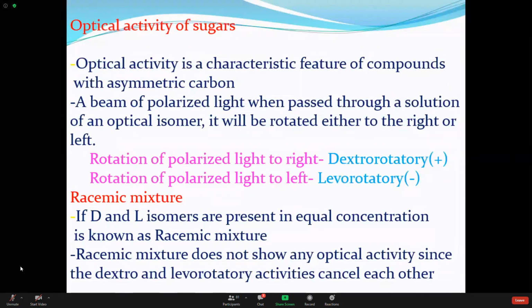And it doesn't show optical activity, since the dextro and levorotatory activities cancel each other. So 50% and 50%. Now, if you put the light through, it will not deviate. It will go in a straight line. Understand? Because the first and second are cancelling each other. So this is about the racemic mixture. Am I clear about this slide? The whole slide? Yes, you are. Fine.